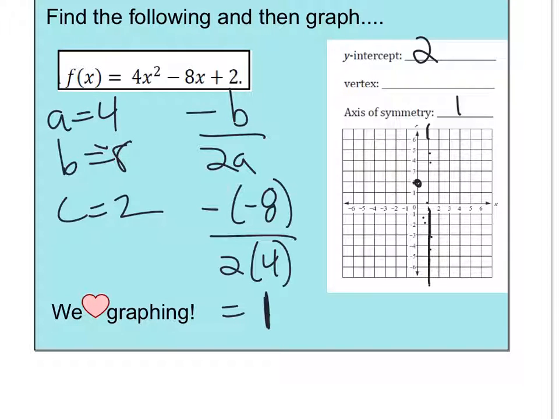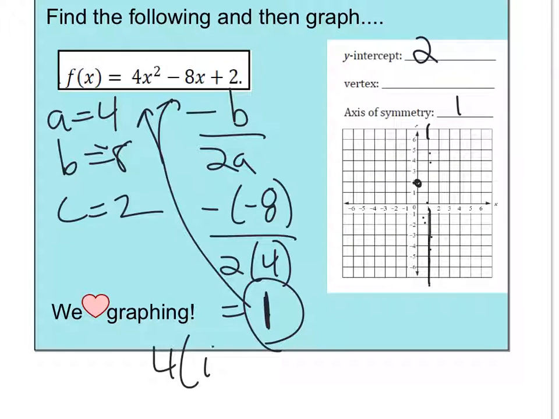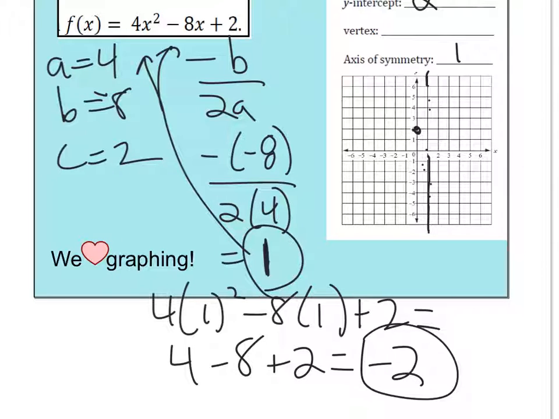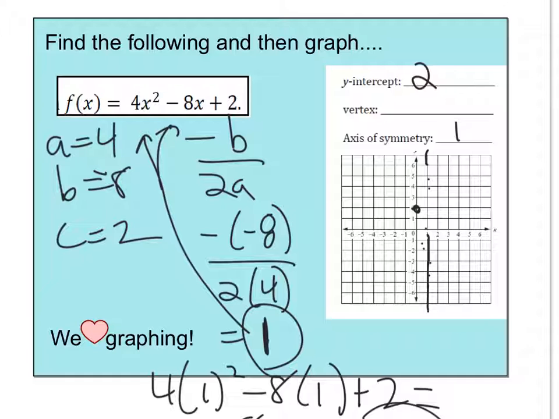so then substitute that 1 in to the function for x. 4 times 1 squared minus 8 times 1 plus 2. So that's going to be 4 minus 8 plus 2 equals negative 2. So my vertex then is going to be just 1, negative 2. There you go. So now, mirrored on the other side of the axis of symmetry, there's my graph.